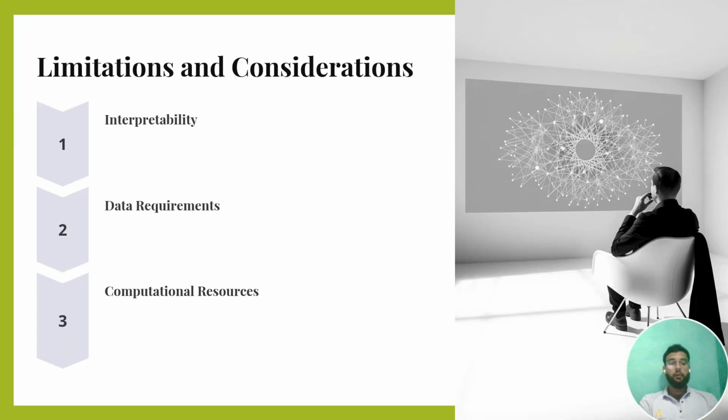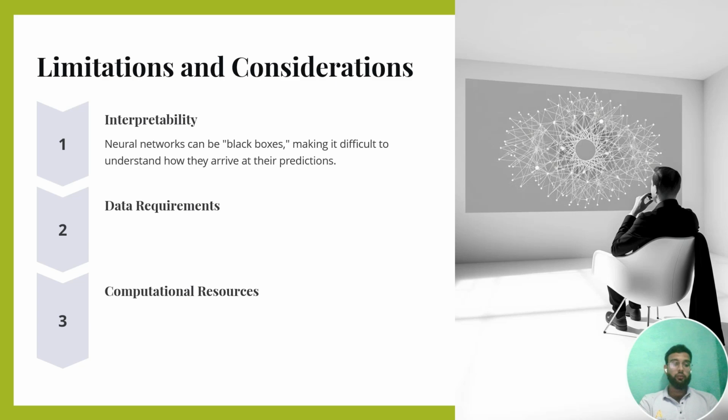Now we'll see the limitations and considerations of neural networks. We have interpretability. Neural networks can be black boxes, making it difficult to understand how they arrive at their predictions. So sometimes the prediction can be wrong also. So this is one of the limitations.